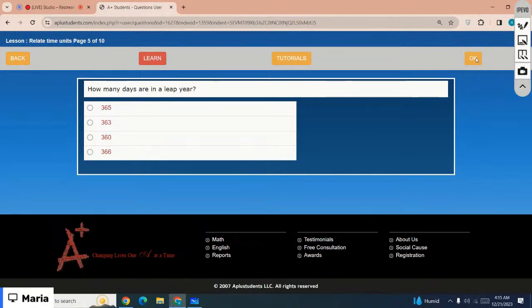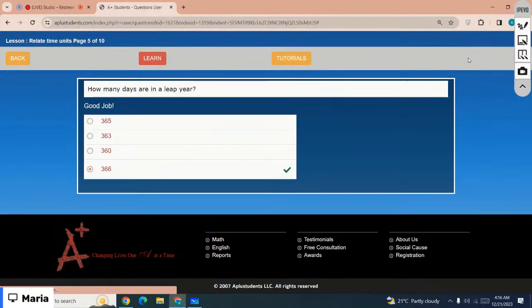How many days in a leap year? Which is the correct option? The correct option is there are 366 days in a leap year. The correct option is 366.